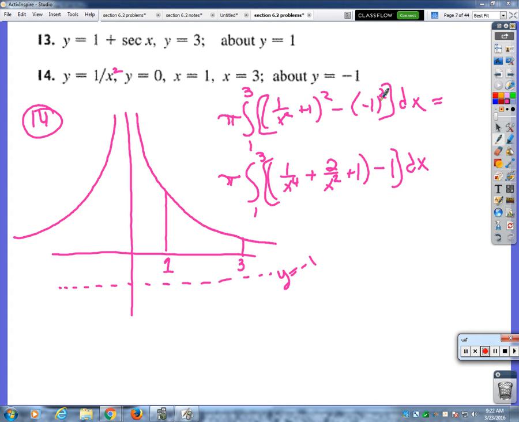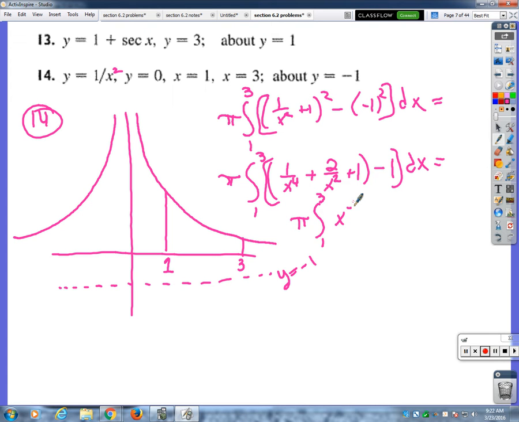Okay. So if you FOIL this, just for funnies, 1 over x squared times 1 over x squared is 1 over x to the 4th. And then when you multiply these two together, you get 1 over x squared, but there's going to be 2 of them, so you get 2 over x squared. And then 1 times 1 is just 1, right? So now the 1's will cancel. So this is the integral. Made a big difference, didn't it?